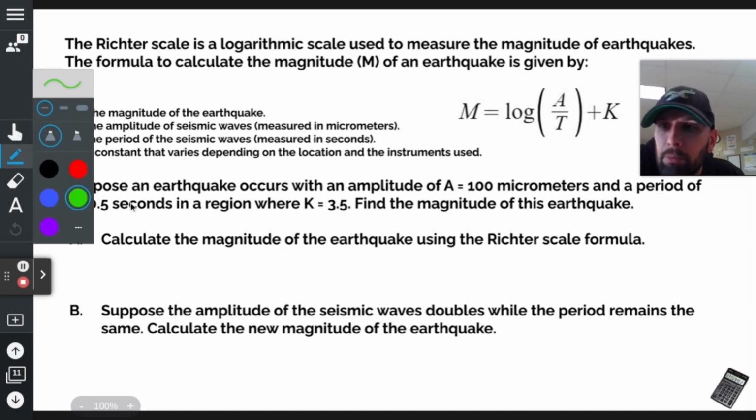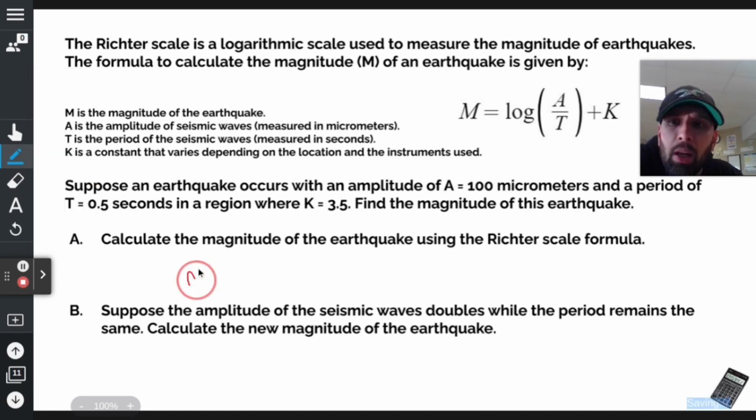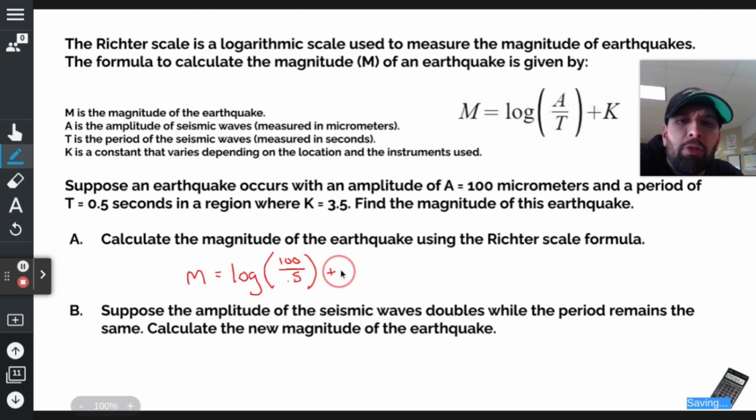You're just plugging stuff in. M equals log base 10. That's what regular old log stands for. Log base 10 of A, which is 100, over T, which is 0.5, plus 3.5. Type that in your calculator.